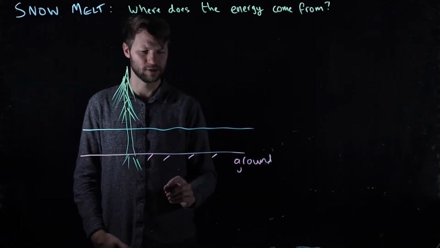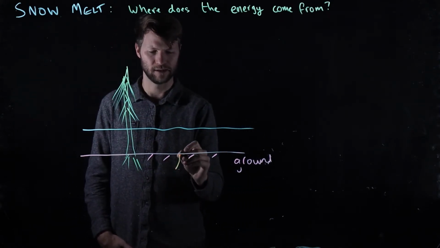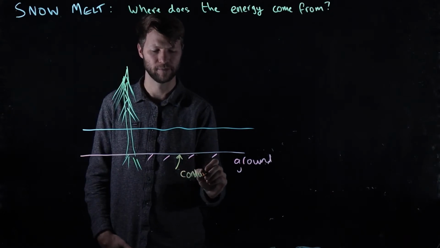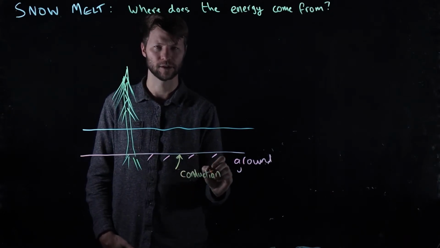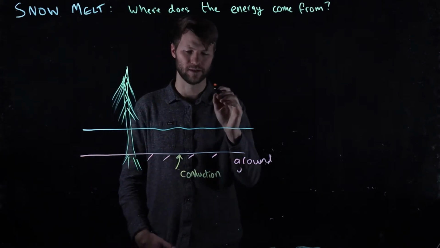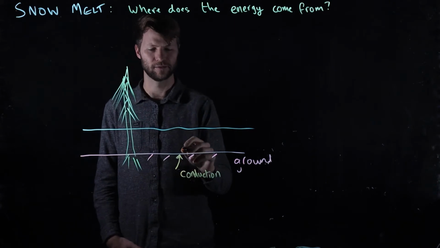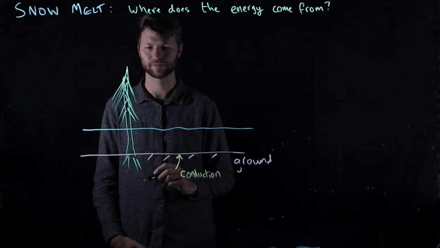From the subsurface, there's really only one input flux, and that's conduction from the ground itself. So in general, the ground is warmer than the overlying air in the winter, and so this is a source of heat flowing from high temperature to low temperature.